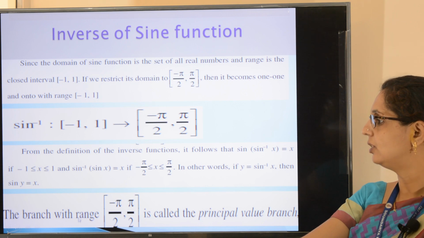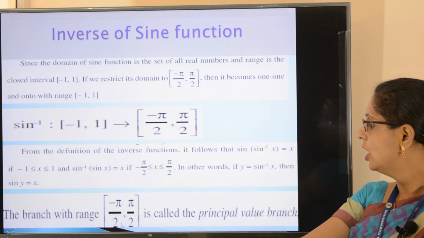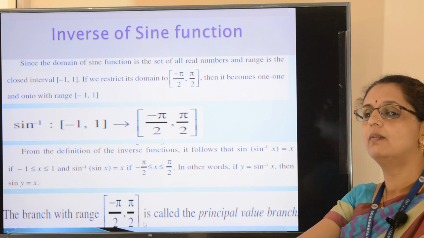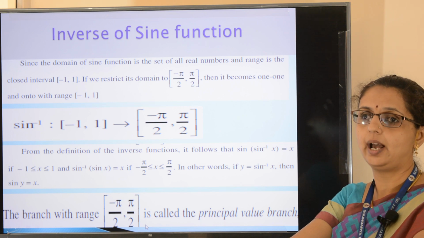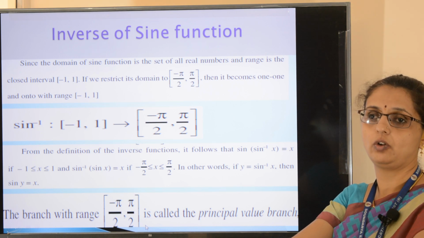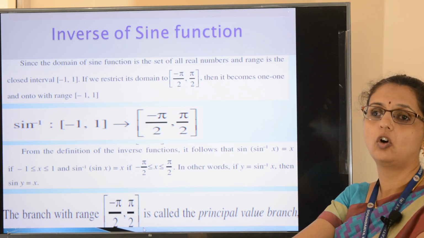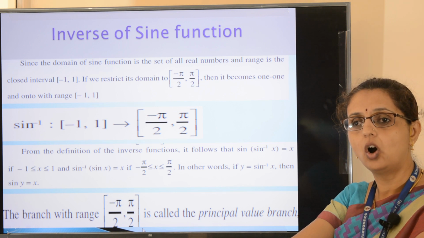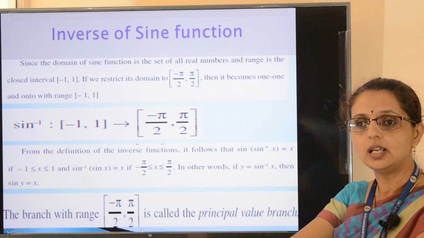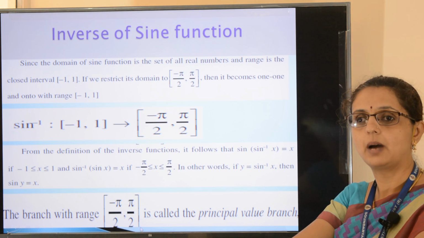The branch with the range closed interval -π/2 to +π/2 is called the principal value branch. It is called what? Principal value branch. So the question might be, or you are supposed to remember it thoroughly, what is the principal value branch of sine inverse x? The principal value branch of sine inverse x is closed interval -π/2 to +π/2.